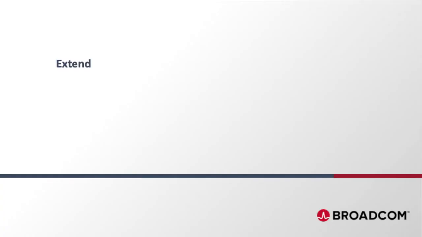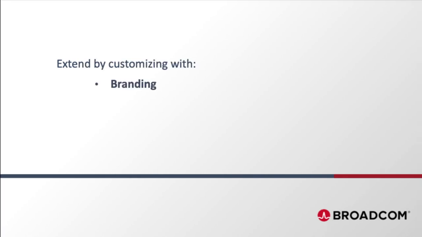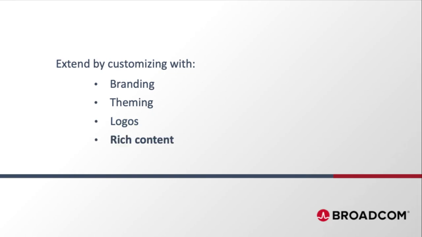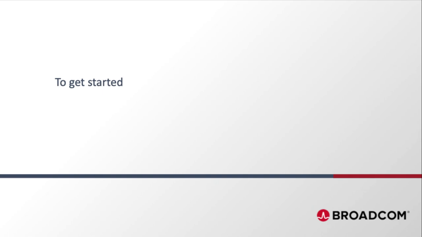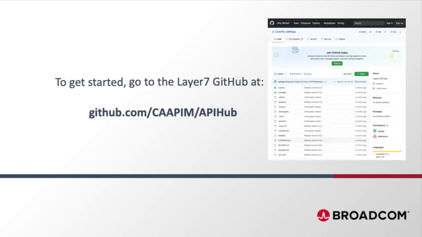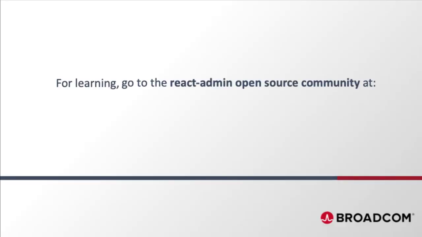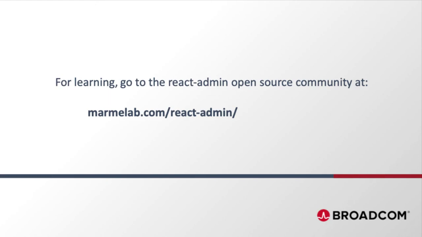You can extend beyond the standard API Hub to suit your business objectives by customizing it with your branding, theming, logos, rich content, and images. To get started with customizing API Hub, go to the Layer 7 GitHub at github.com/CAAPIM/API Hub. For learning, use the tours and videos that are included with the React Admin open source community, as well as the material in GitHub. There are no additional SKUs or costs associated with getting API Hub.